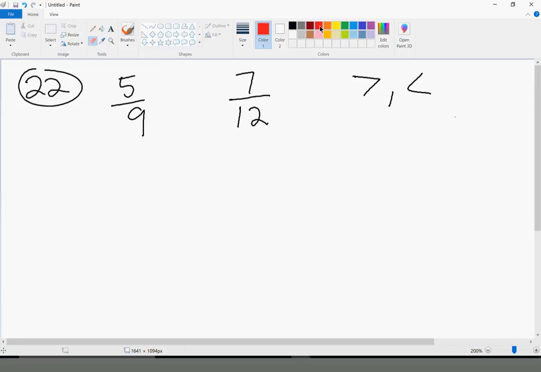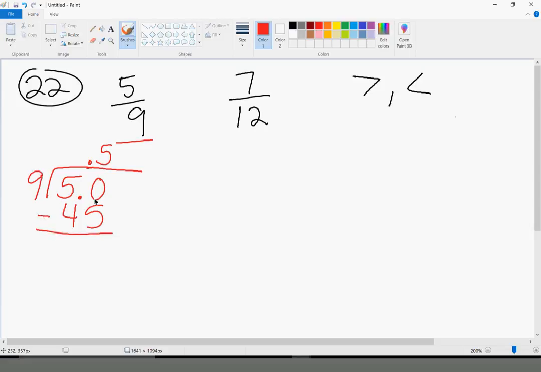So let's see, 5 divided by 9. Let's figure out what that would be. Okay, so we can't divide 9 into 5. The decimal's here. Let's add a 0. So 9 divides into 50 5 times, because 5 times 9 is 45. And then I'm going to subtract. 50 minus 45 is 5.